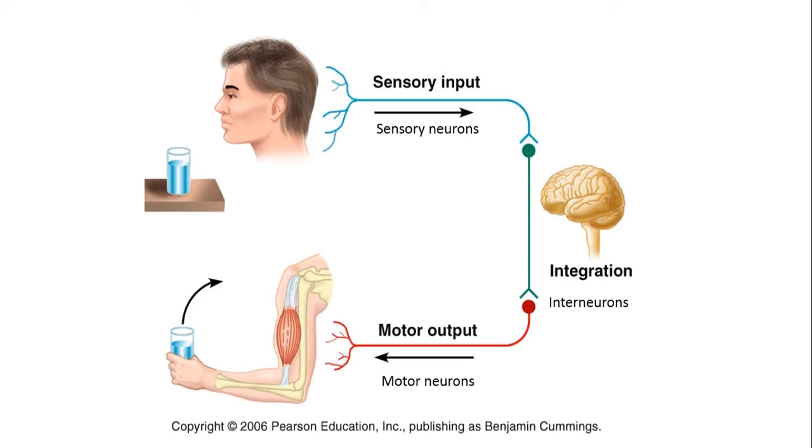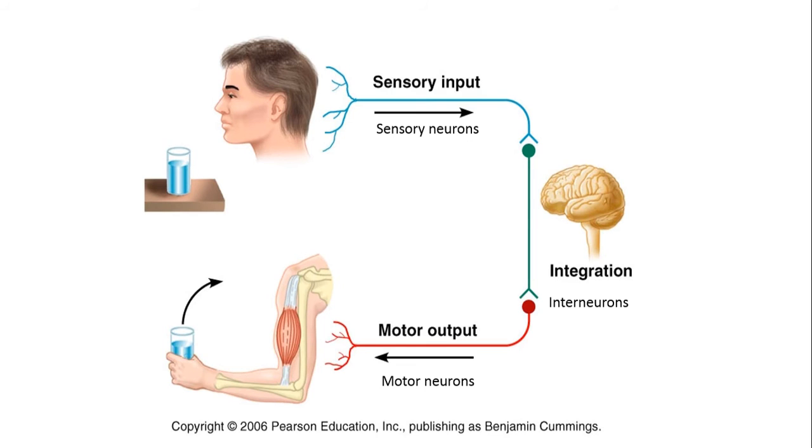This is just showing you the unidirectionality of the signal. We have sensory neurons that carry information to the central nervous system.